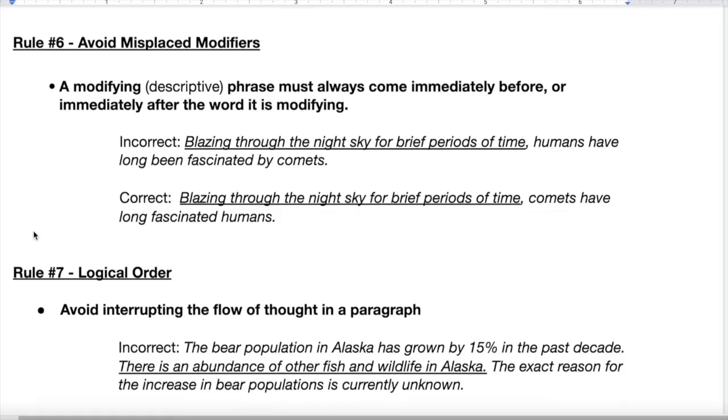Blazing through the night sky for brief periods of time, comets have long fascinated humans. There we go. Does that sound better to you at all, or maybe you don't notice the difference still? No, I get it, yeah. Right. This is right, because we got the descriptive phrase coming right before the thing that's being described. That makes sense, right? Put your description next to the thing you're trying to describe. That's really another way to phrase this rule, and maybe I should.